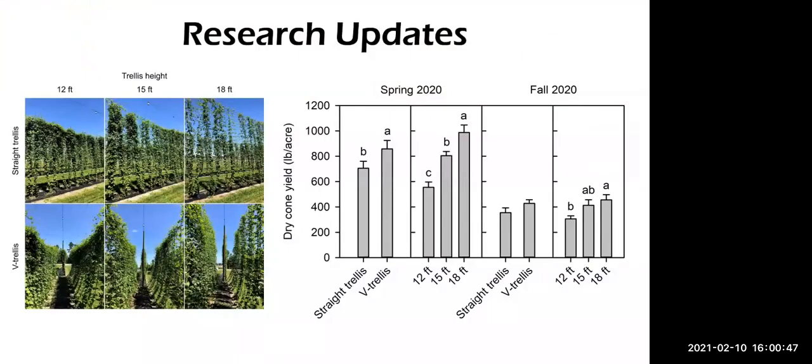Finally, I'd like to share some data. Last year, we started a new experiment to test two trellis designs, each at 3 different heights. The variety used in this study was Cascade. Bead trellis produced 23% higher yield than straight trellis in spring. Increasing trellis height from 12 to 18 foot increased yield by 78% in spring and by 49% in fall.